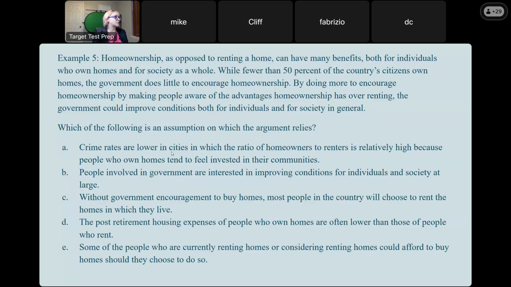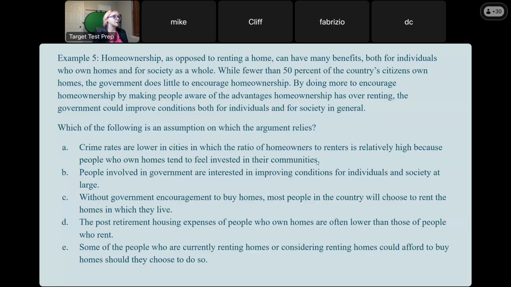Let's work through our conclusions and we'll play with the negation technique a little bit more so you can see what I was talking about. Which of the following is an assumption on which the argument relies? A, crime rates are lower in cities in which the ratio of homeowners to renters is relatively high because people who own homes tend to feel invested in their communities.